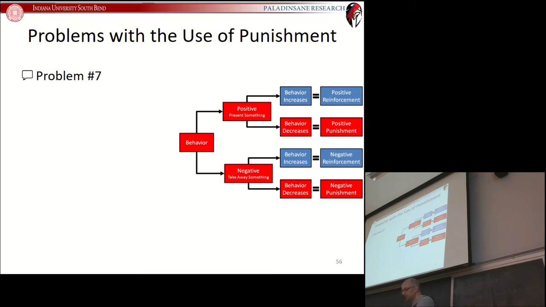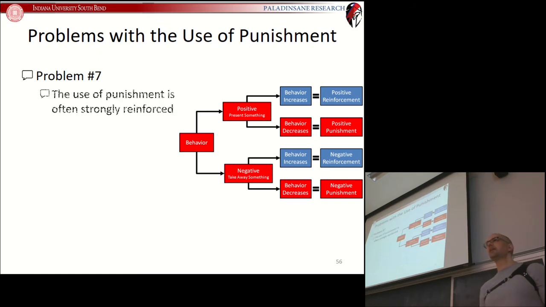All right, problem number 7. This is a big one. Well, they're all big ones. But this one is especially kind of susceptible to our own human biases and our own human weaknesses and our own human programming. And that is the idea that punishment is often strongly reinforced.